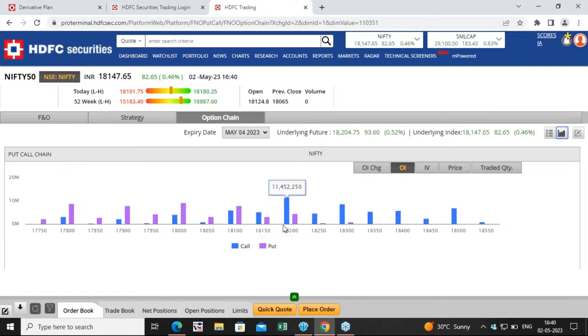Okay. Right. And we do have one more feature called order slicing, which is very helpful to the trader who has a huge volume in Nifty. Okay, basically it's a very good feature, like order slicing.